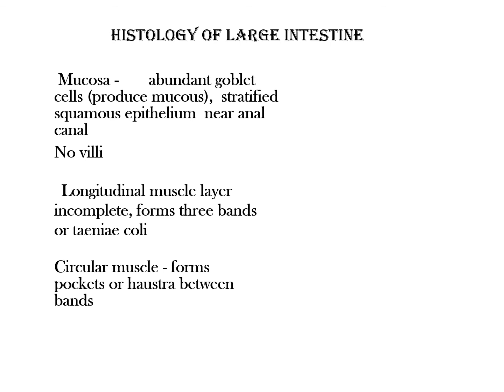In the muscularis layer, we can see that the longitudinal muscle layer is incomplete and it forms three bands of smooth muscles which are called teniae coli. Tonic contractions of the teniae coli bunch up the colon into a succession of pouches which are called haustra. The third is circular muscles which form pockets or the haustra between the bands. These haustra are responsible for the wrinkled appearance of the colon.